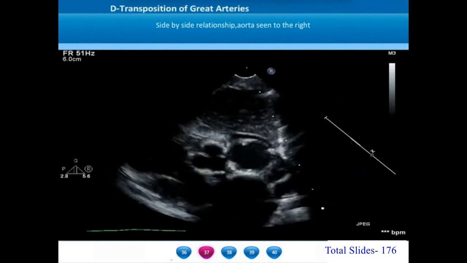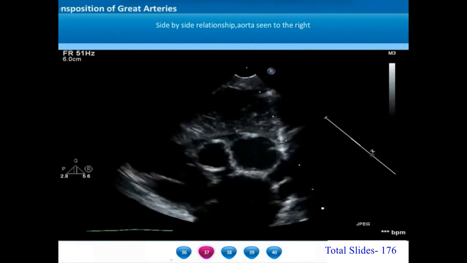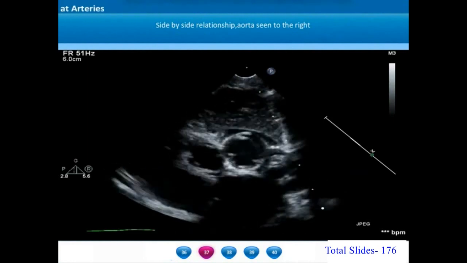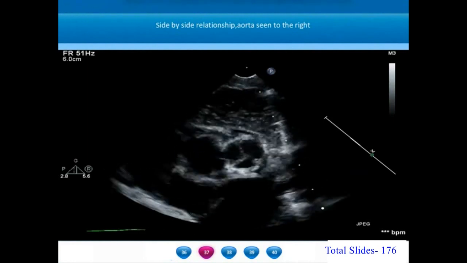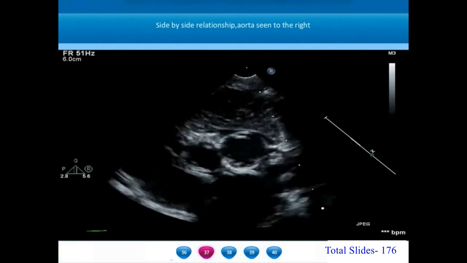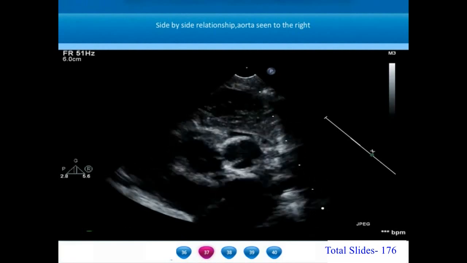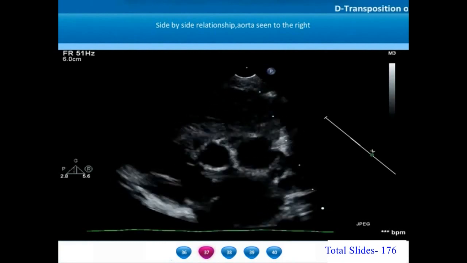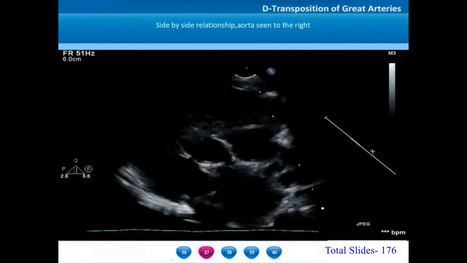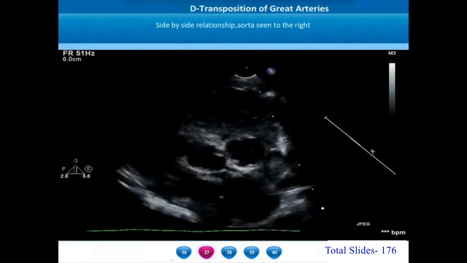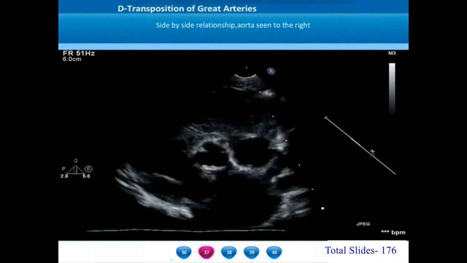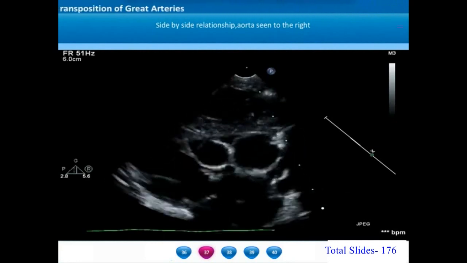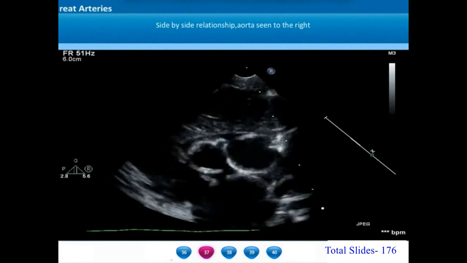Rarely we can see a side-by-side great artery relationship. We can see the ascending aorta lying to the right of the pulmonary root in this example. We can notice that the ascending aorta is giving off the coronary arteries. The pulmonary artery is to the left side and the aortic root is to the right side. This side-by-side great artery relationship is also relatively rare in transposition of the great arteries.